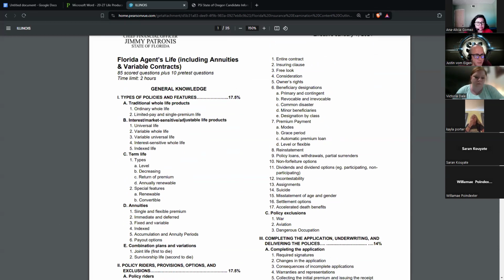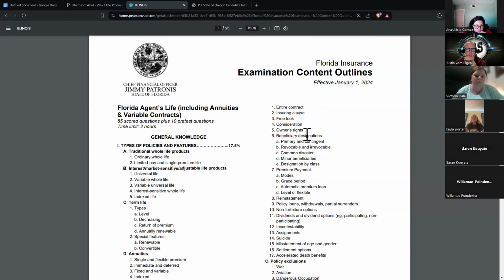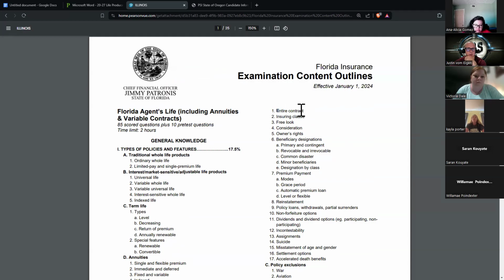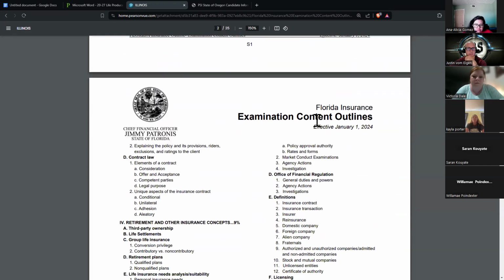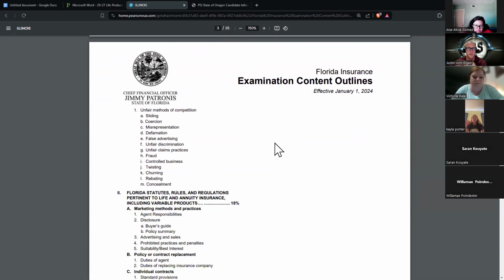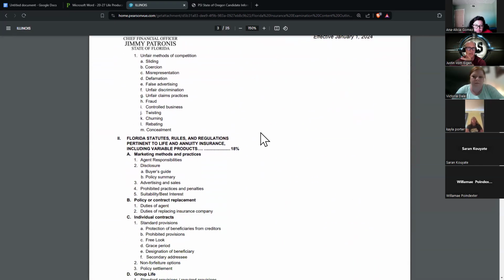I'm going to have them in the course that I'm building out. It'll be like $10 or something, because it costs me a lot to have a platform to put the slides and flashcards on, but it'll be super cheap. Essentially you want to be able to go through and make your own flashcards where you know what the entire contract is, the insuring clause, free look, in every single one of these. This is how you can study for the exam so that you know exactly what's on it. Does that make sense?